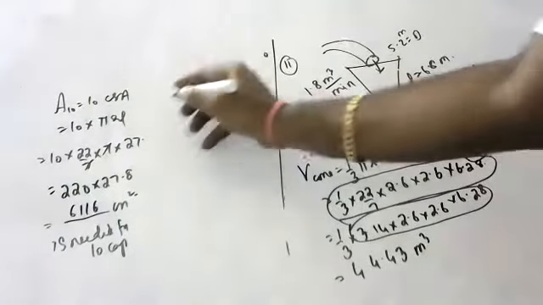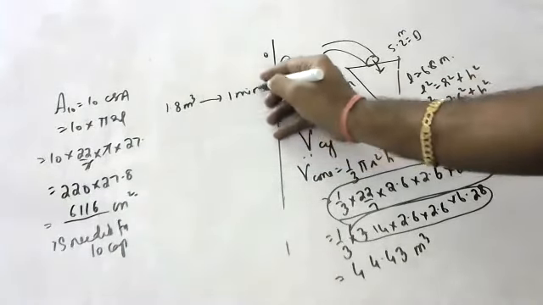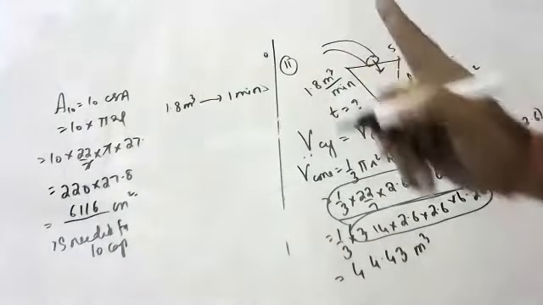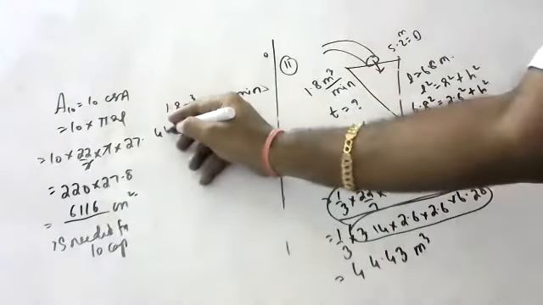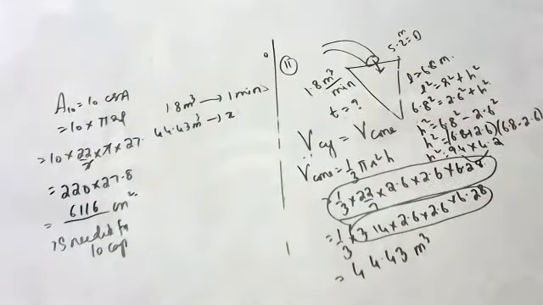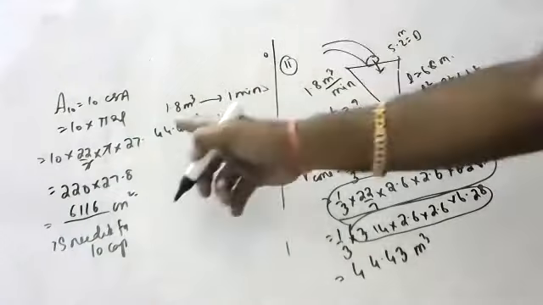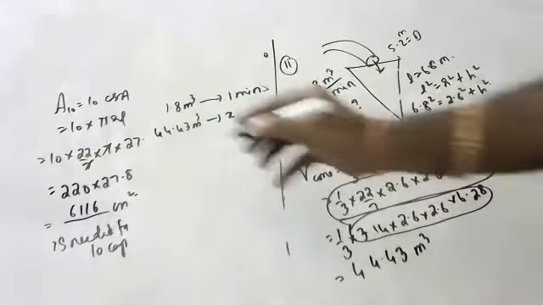Children, see here. 1.8 meter cube of water is falling in 1 minute. 44.43 meter cube will fall in how many minutes? That's all. 1.8 meter cube is falling in 1 minute. 44.43 meter cube will fall in how many minutes?